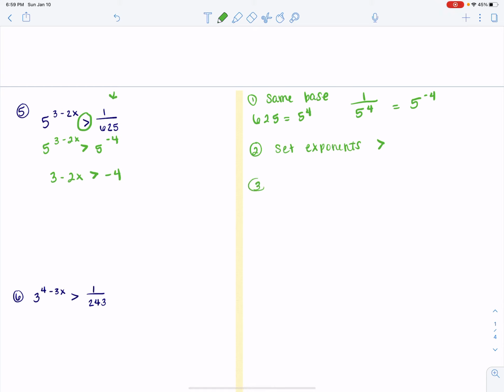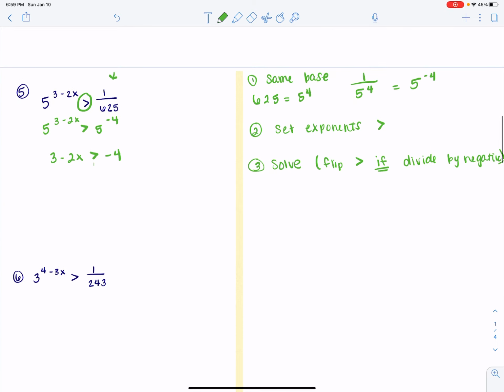Okay, now step 3, we're going to solve. And remember, when solving inequalities, you're going to flip the inequality if you divide by a negative number. If you never divide by a negative, your inequality stays the same. But if you divide by a negative, it's going to flip around. So in order to solve, first I'm going to minus 3 from both sides. So I have negative 2x is greater than negative 7. Divide by negative 2. I've just divided by a negative number, so my inequality is going to flip around. X is less than 7/2.